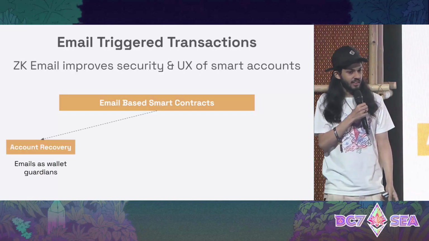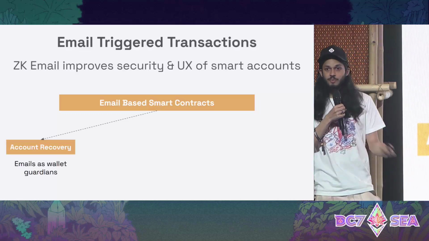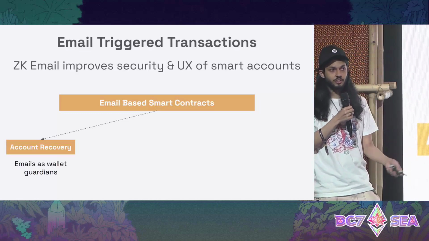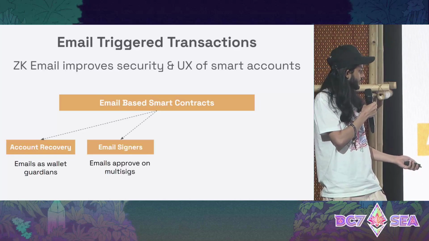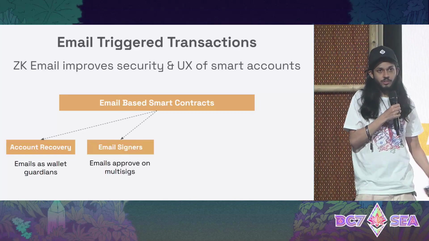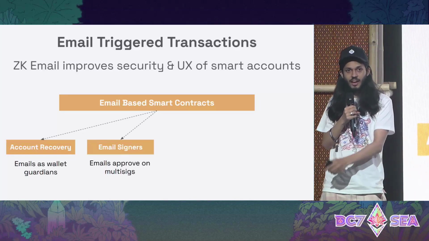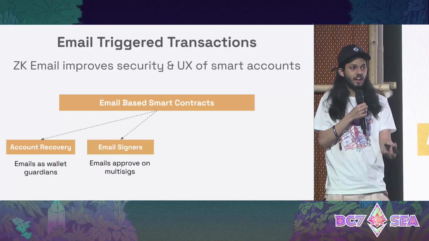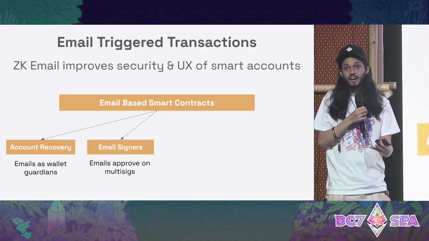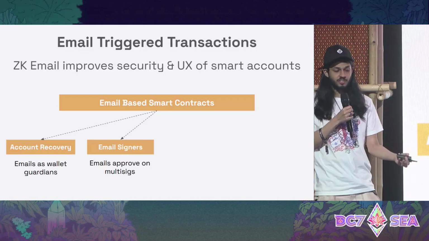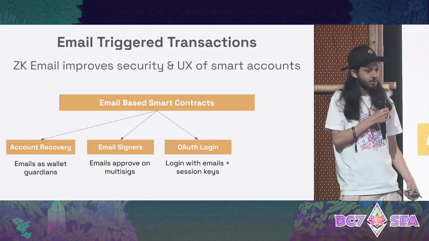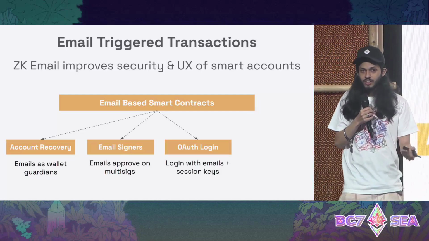This primitive is quite powerful. You can build things like account recovery, for instance, where you add emails as wallet guardians directly on your existing smart accounts. Things like email signers, where you can add an email directly on your multisig and have that approve transactions, for instance, as a 2FA, or for folks who don't have EOA wallets to be able to still approve transactions. You can log in with emails. This is something folks have wanted in the ecosystem for a very long time.